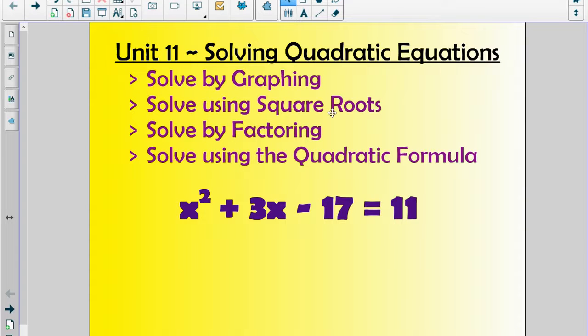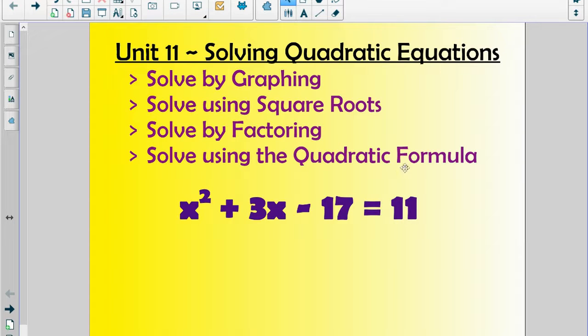We're also going to take a look at using square roots as a way of solving certain quadratic equations. We wouldn't be able to do that on this one. We're going to solve by factoring. Sometimes when you have a quadratic, like a quadratic polynomial, you're able to factor it. And if you can factor the quadratic, then you can usually solve that way. So we'll look at that.